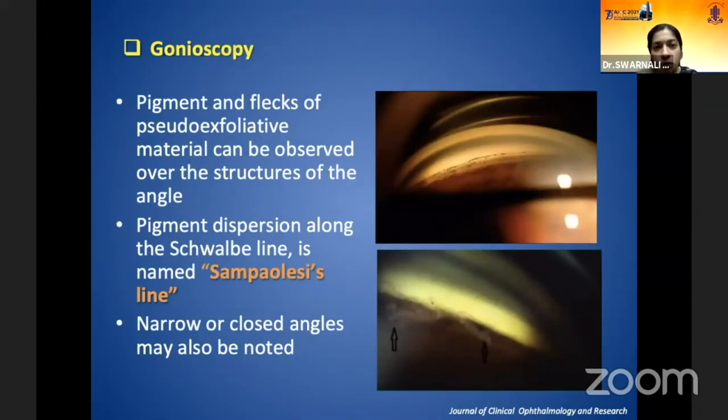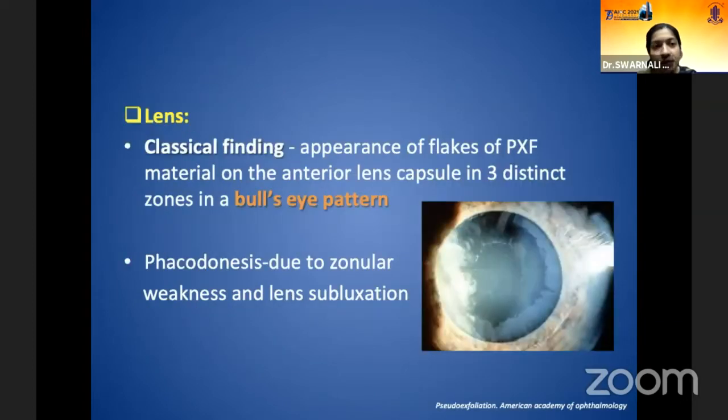On gonioscopy, most of these patients have open angles. Pigments and flakes of exfoliative material can be observed over the structures of the angle. A particular pattern of pigment deposition on the Schwalbe's line is called Sampaolesi's line. However, some patients may present with narrow and closed angle glaucomas.